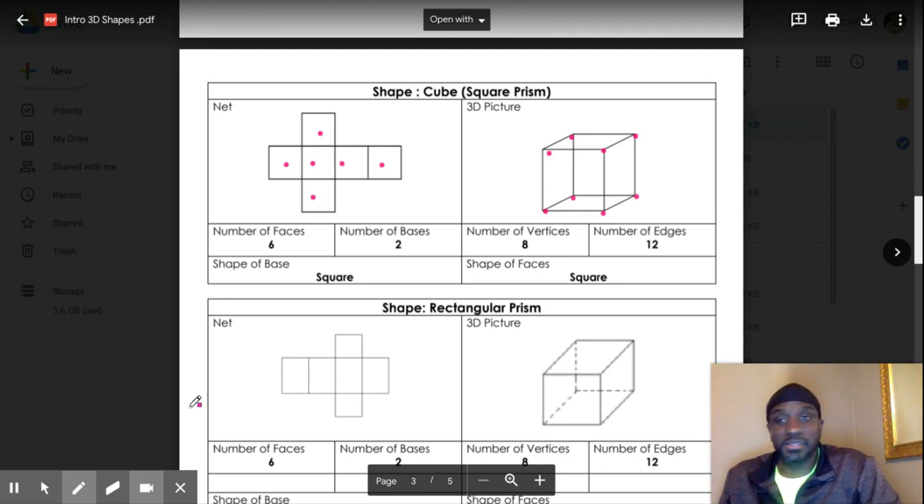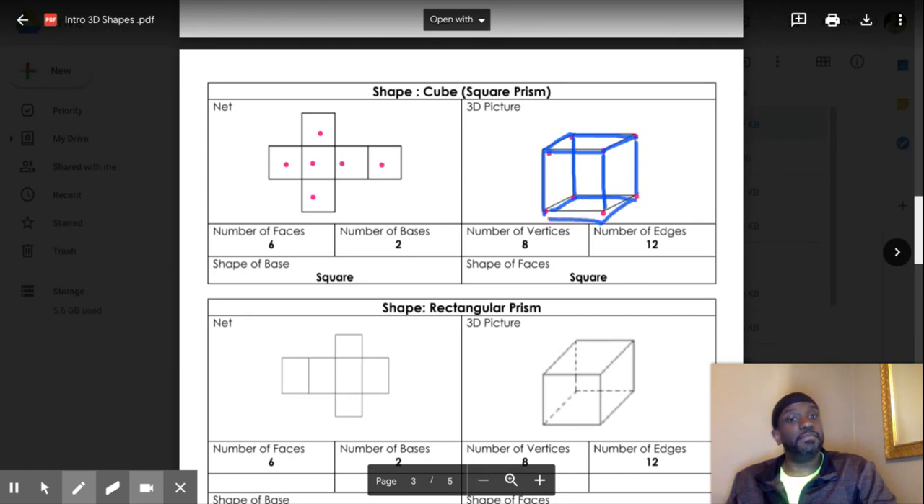Well, how many edges? Well, let's use a different color here. Edges are here. 1, 2, 3, 4 edges. 5, 6, 7, 8, 9, 10, 11, and 12. Hope you guys like my drawing. I'm doing horrible here. All right, so this is a cube or a square prism. Prism because it has 2 bases. A square prism because the base is the shape of a square.